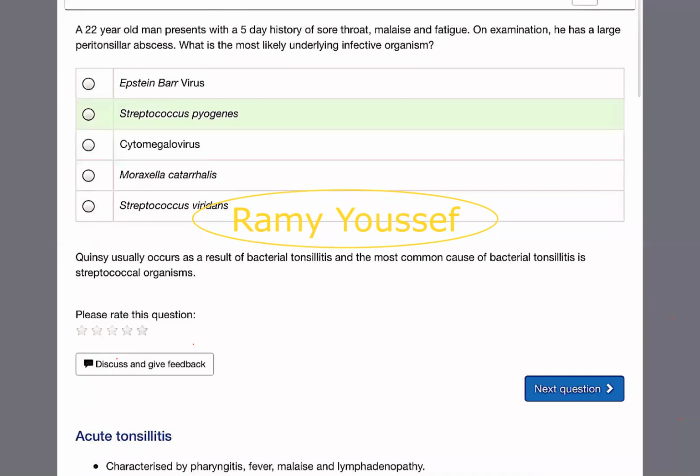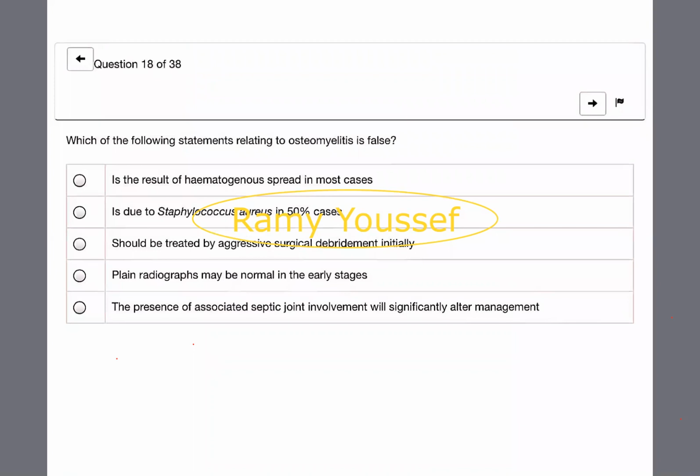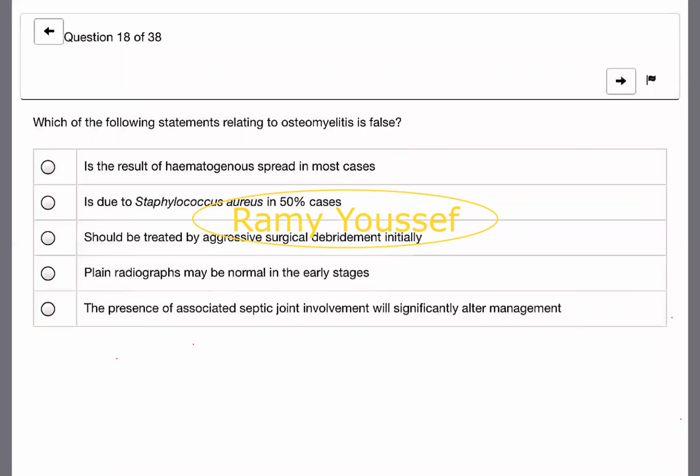Next question. Which of the following statements relating to osteomyelitis is false? It is the result of hematogenous spread in most cases. It is due to Staphylococcus aureus in 50% of cases. It should be treated by aggressive surgical debridement initially. Plain radiograph may be normal in the early stage. The presence of adjacent joint involvement with mechanical ulcer management.